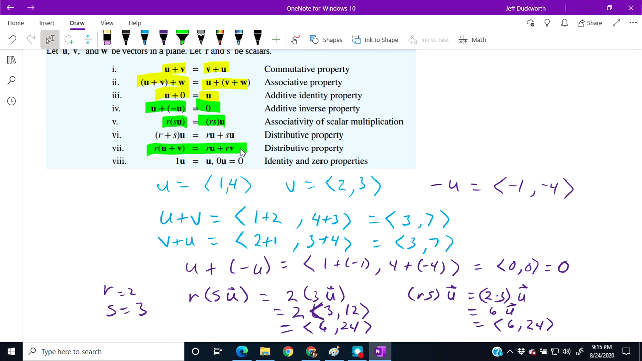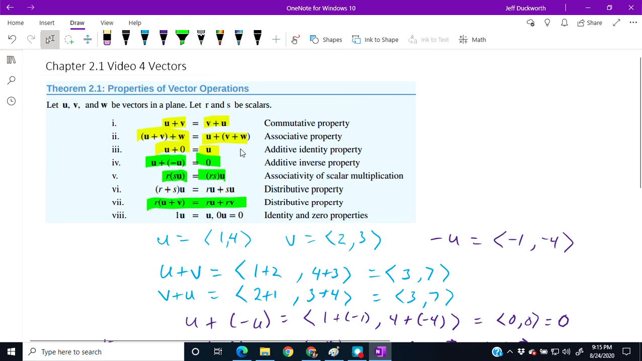And multiplying by the scalar of 0 will certainly nullify it because 0 times each component will be 0, 0, and so forth. So that's a summary of this theorem. And again, all of the algebraic properties work for vectors, as you would assume that they would.